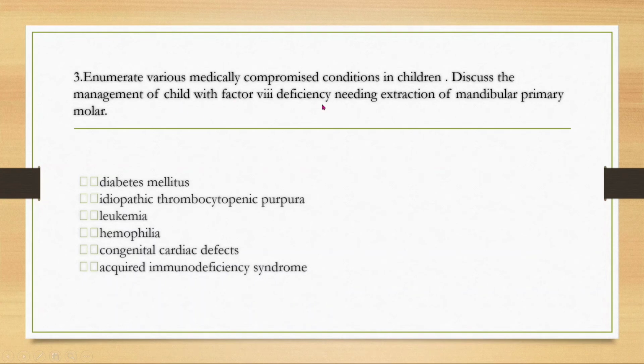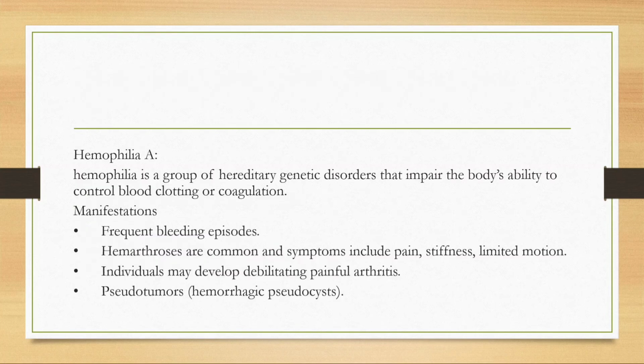Management of children with factor VIII deficiency who require extraction of a tooth. The common medically compromising conditions are diabetes mellitus, leukemia, hemophilia, thrombocytopenic purpura, congenital cardiac defects, and acquired immunodeficiency syndrome. Hemophilia A, we know, is a hereditary genetic disorder where the body's ability to control bleeding is impaired. The coagulation is impaired, so there will be frequent episodes of bleeding.